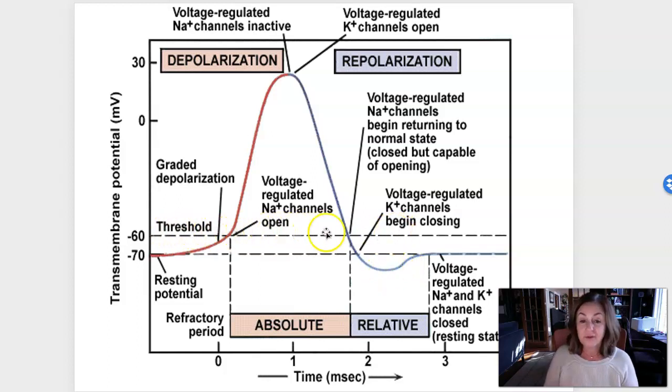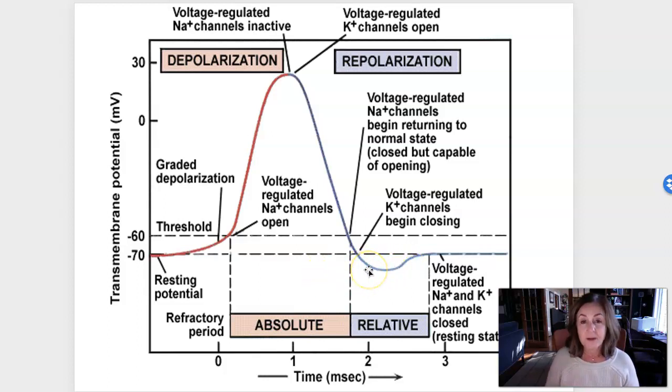So the threshold is still the same. If we're saying it's negative 60 millivolts or negative 55 millivolts, wherever we're placing that threshold, that doesn't change. It's just that when you're in a period of hyperpolarization, you're further away from the threshold. So previously, like in this picture, a 10 millivolt change would get the voltage-regulated sodium channels to open. If I'm in a hyperpolarization, I might need a 20 millivolt change. Do you see the difference there? So you can still elicit another action potential. It's just harder during the relative refractory period because of that hyperpolarization. We're further away from threshold.